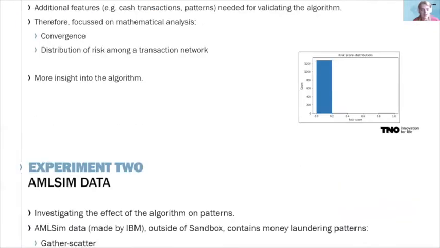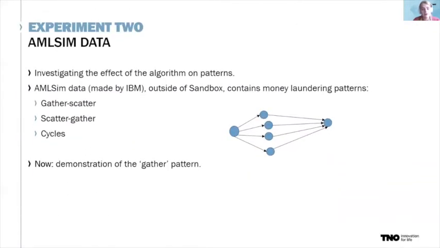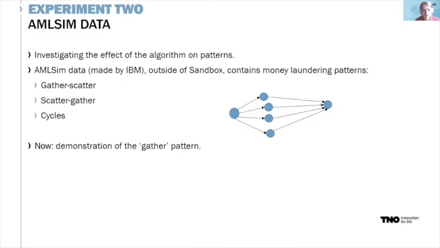So let me go to the second experiment. We investigated the effect of this algorithm on some patterns that were included in this data set, which are mainly gather, scatter, scatter-gather, and cycle. So you could imagine a pattern such as this one. But for the demonstration, I want to focus on the so-called gather pattern.